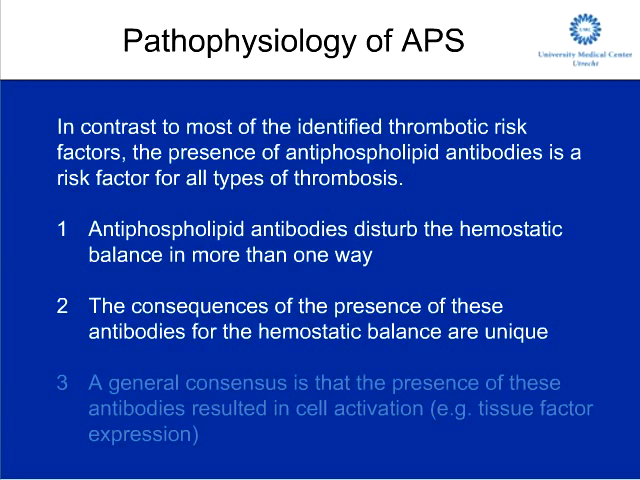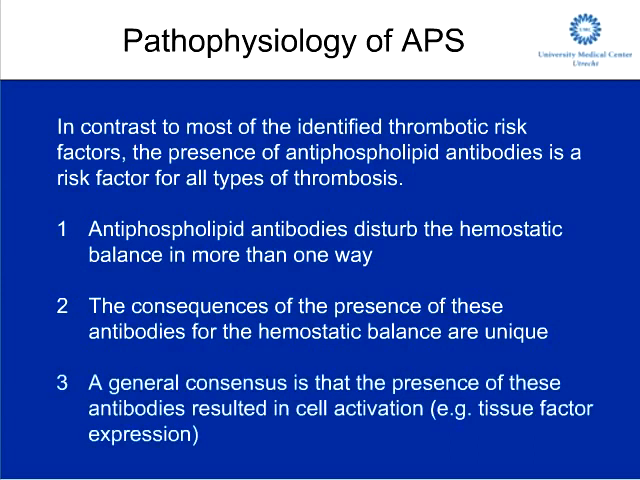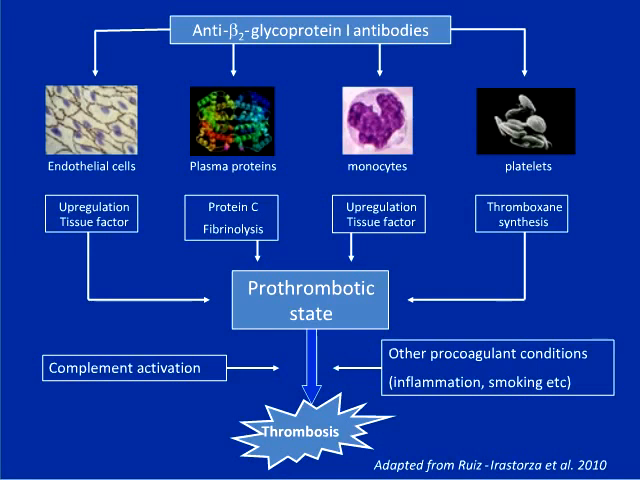I think the second one is the most logical, and there is now a general consensus that the presence of these antibodies results in activation of cells, in particular of tissue factor. This is a slide adapted from a recent publication showing that antiphospholipid antibodies can influence different cell types: endothelial cells, monocytes, platelets. One of the things is the upregulation of tissue factor in the cells, or pre-activation of the platelets. But the important thing is that it induces a prothrombotic state, and you need a second hit to get real thrombosis.